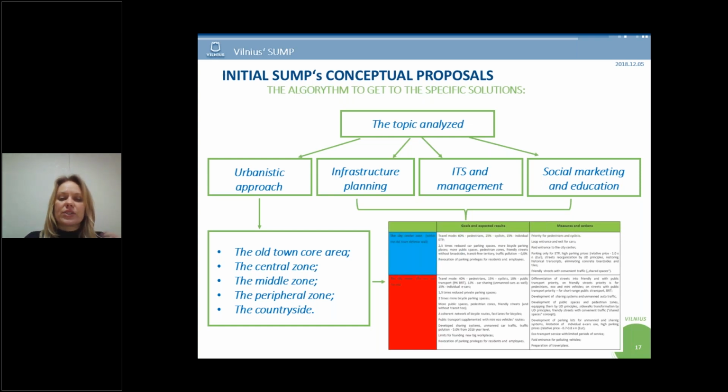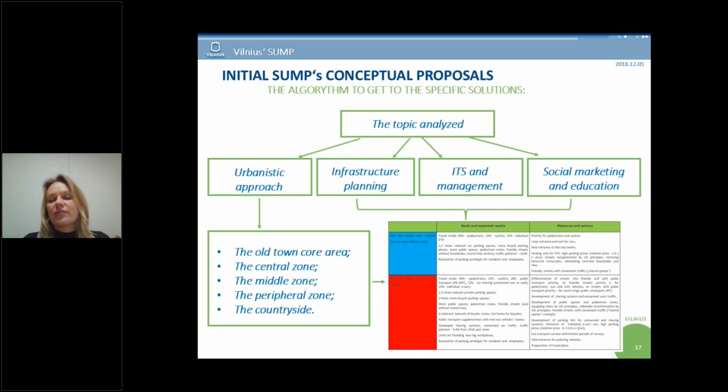So having this 5 zones concept, each topic we analyzed in 4 approaches. In the urbanistic approach, if it's the city center, what should we exclude or include, for example? Of course, there was also infrastructure planning, although we know very well that mobility management is not about giving new supply, but some hygiene things are still a must in Lithuania and in Vilnius. So infrastructure planning was on our agenda as well.